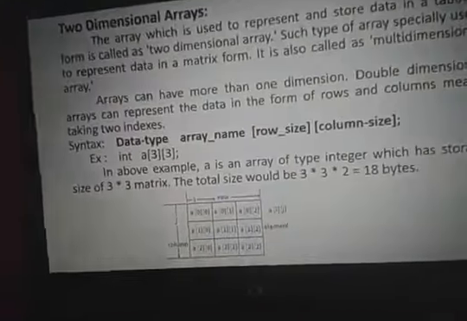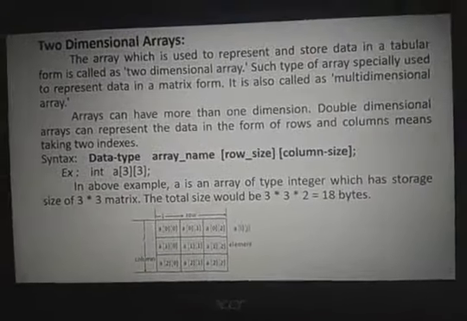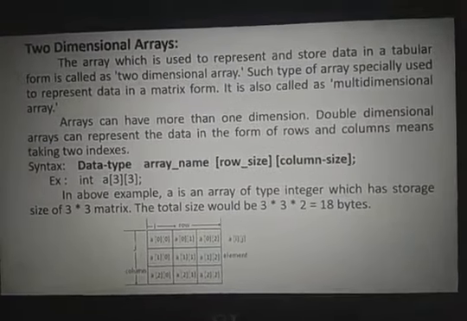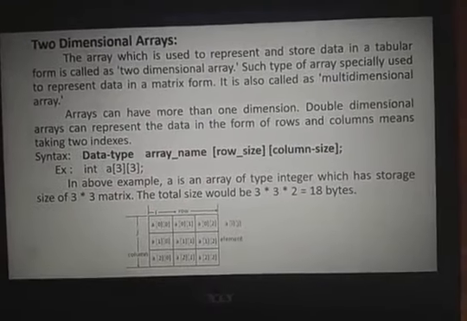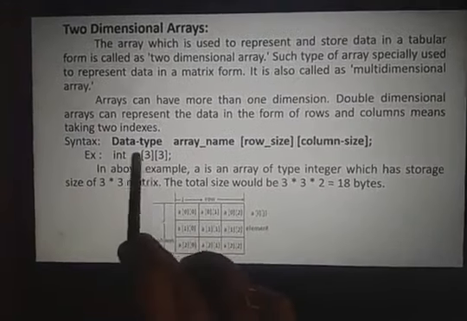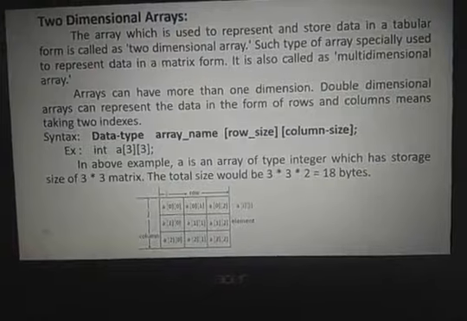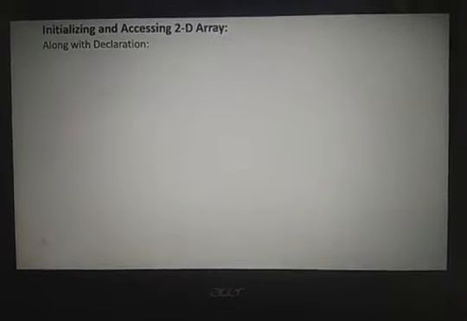In a one-dimensional array, only one index. Here we have two indexes, one for rows, another for columns: row size and column size. This is two dimension. How to declare the variables? This is the way of declaration. Next, initialization and accessing.